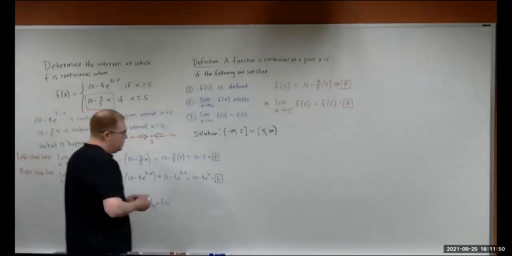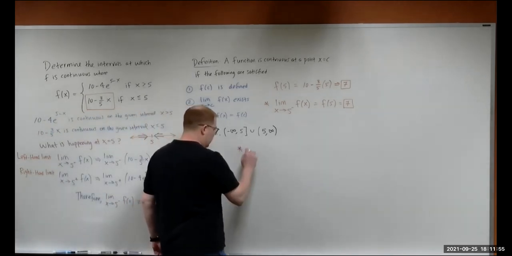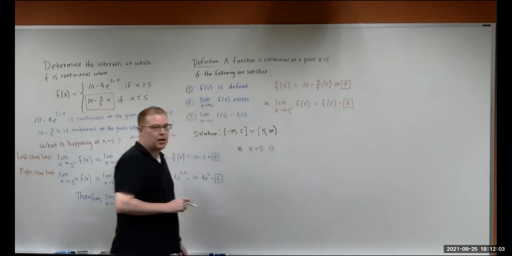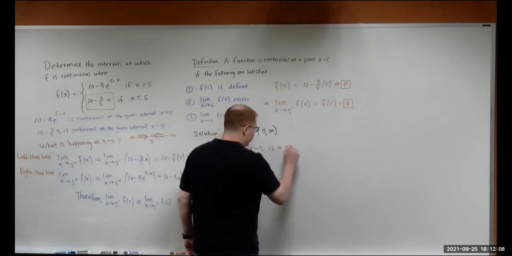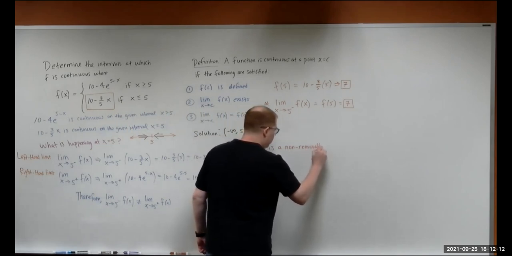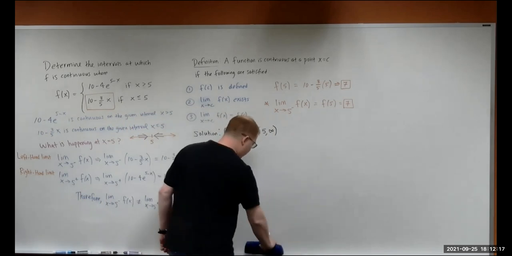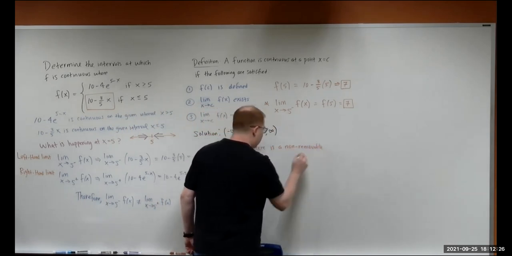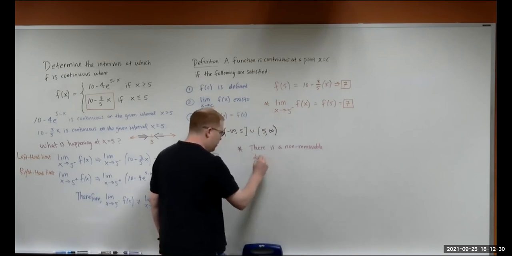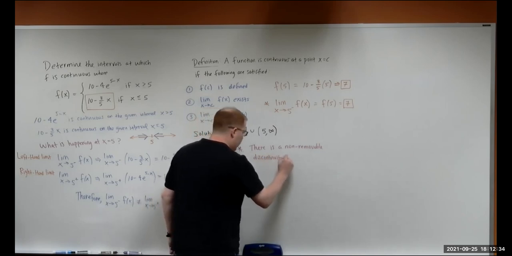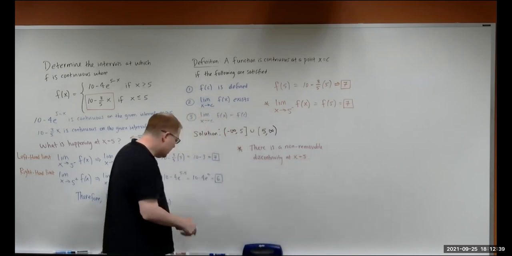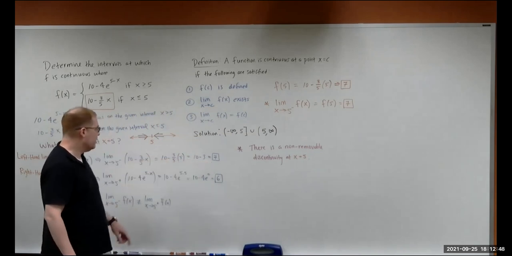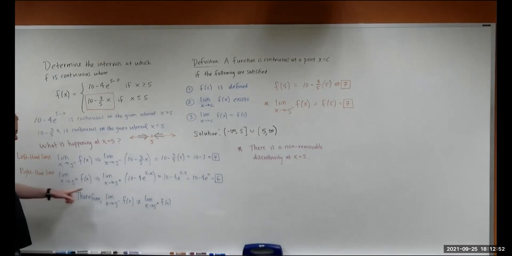Let me put a note here. So x equals 5 is a non-removable discontinuity. Or we can say it this way, which is better: there is a non-removable discontinuity at x equals 5. And again, we show that here. f of 5 is equal to this limit for x approaching 5 from the left, and the limit as x approaches 5 from the right, you're getting to 6.